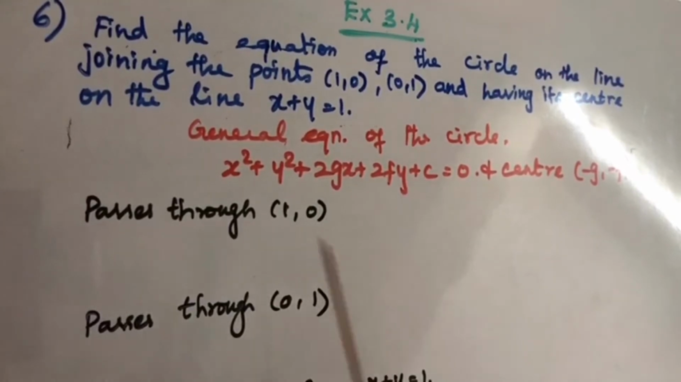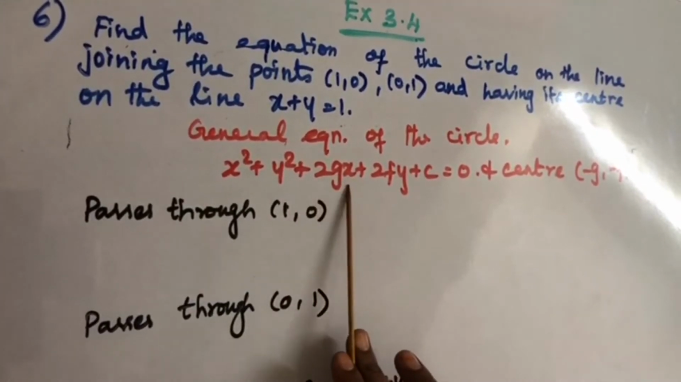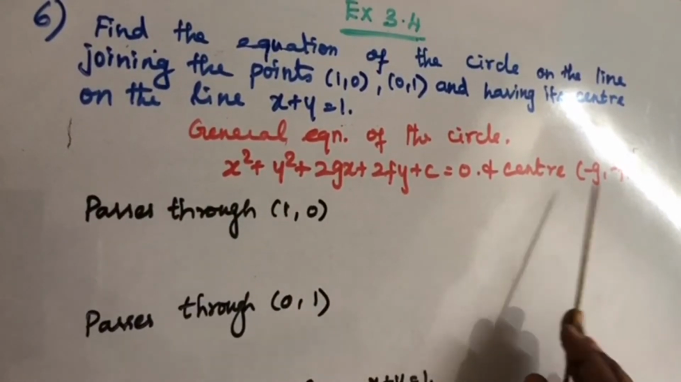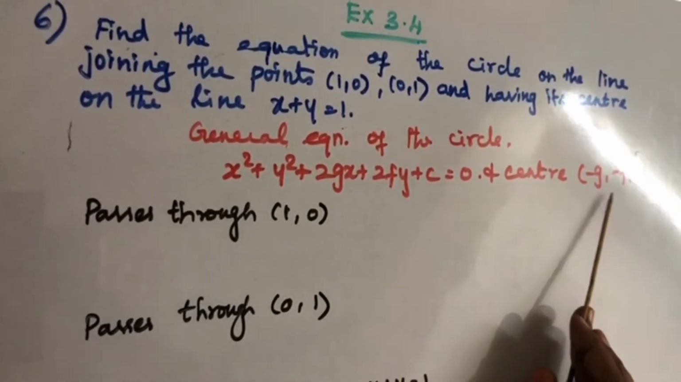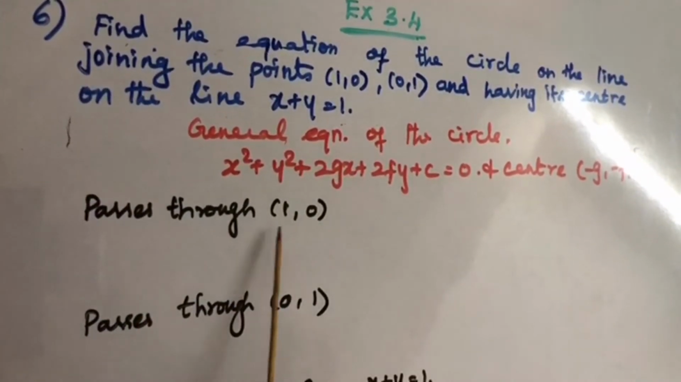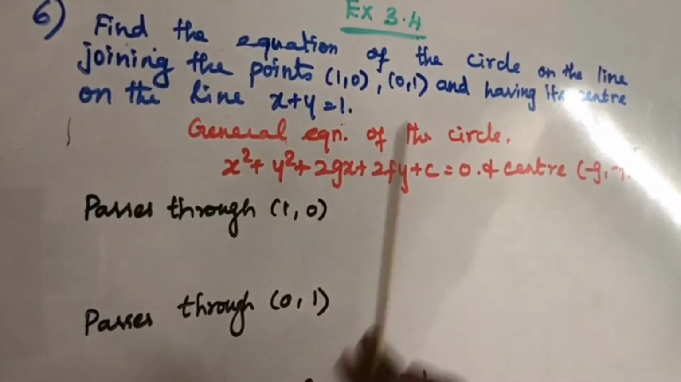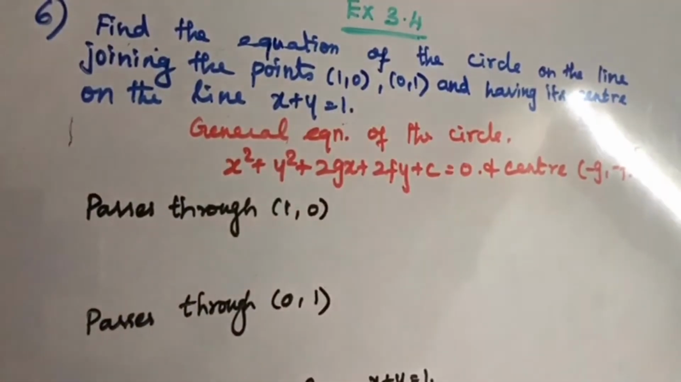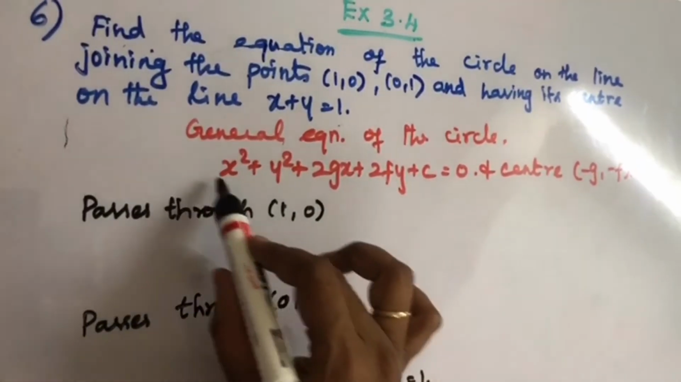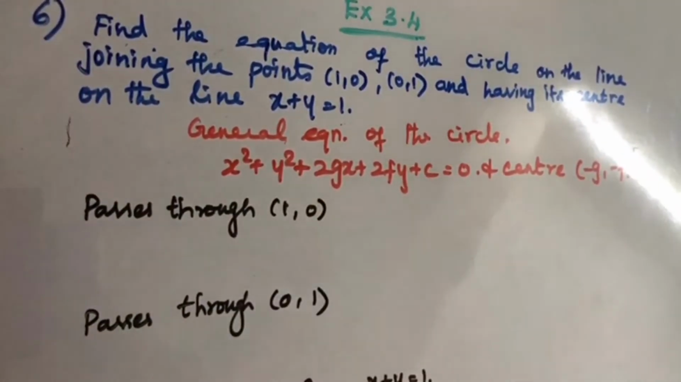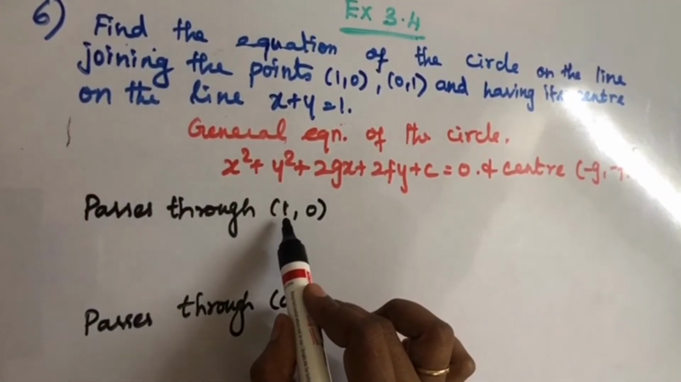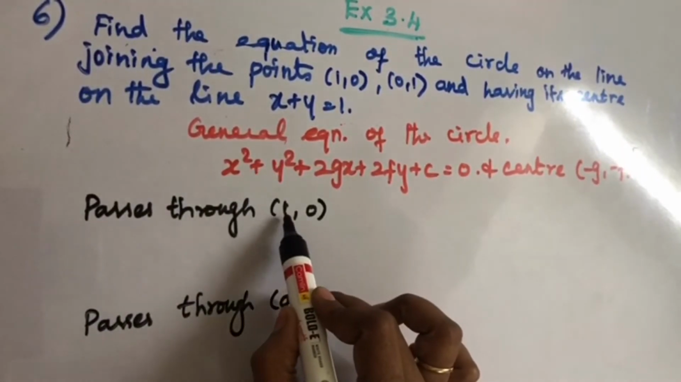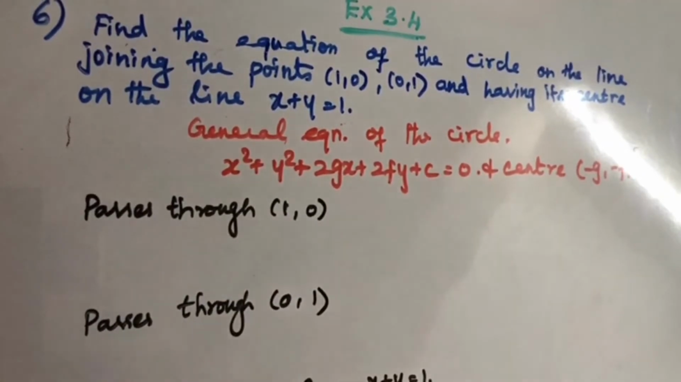So here, x square plus y square plus 2gx plus 2fy plus c is equal to 0. For this equation, the center is minus g and minus f. First, it passes through (1, 0) and (0, 1). So, we have to frame equations for that. It passes through (1, 0), so this circle passes through this point. We have to substitute these values in the general equation of the circle. Instead of x, I substitute 1, and instead of y, I substitute 0.